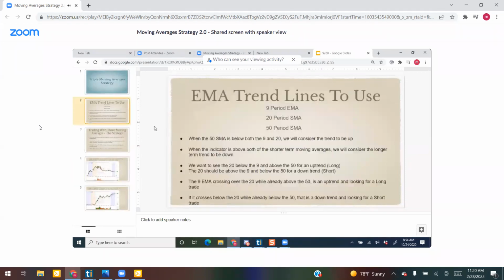When the indicator is above both the short-term moving averages, we will consider the longer-term trend to be down. And that was the short example we just looked at. Now, we also want to see the 20 below the 9 and above the 50 for a long.